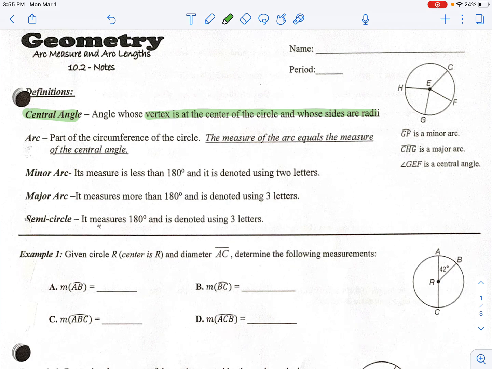So here's our pizza right there to the side. A central angle would be angle CEF, because the vertex, that middle one, is the center. Another example would be angle HEG. Another example could be FEG, or even angle HEC. So anything that goes on the inside there.